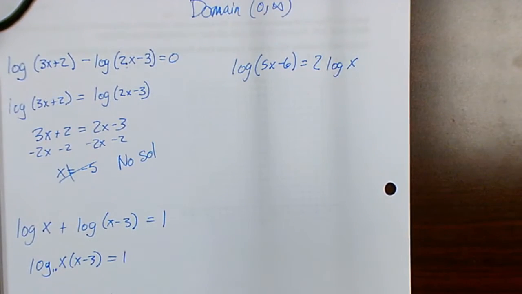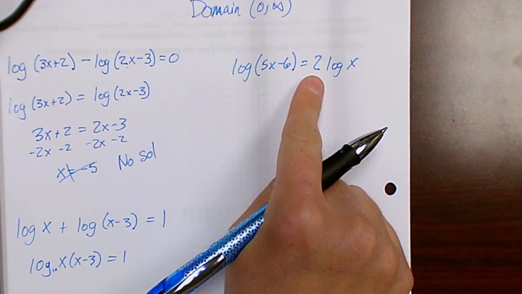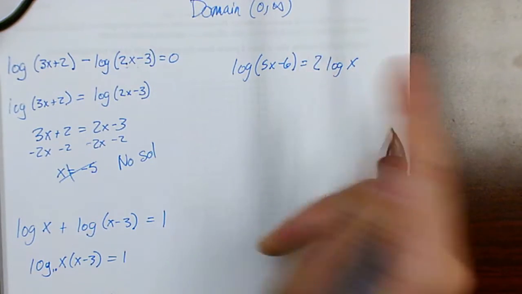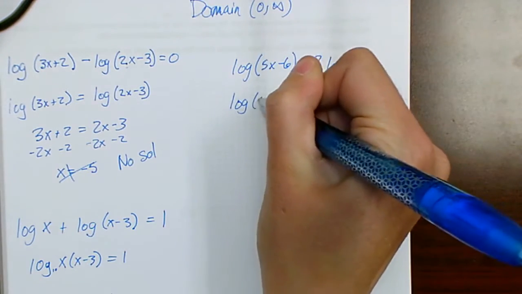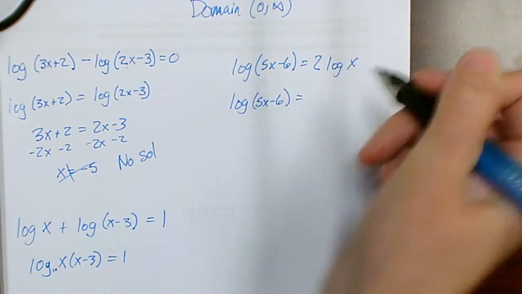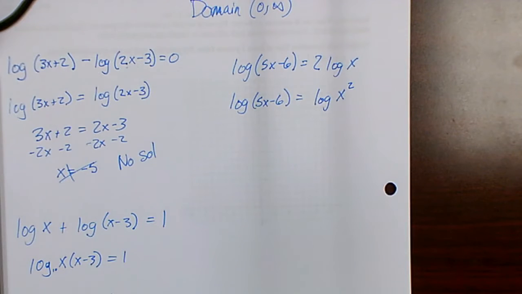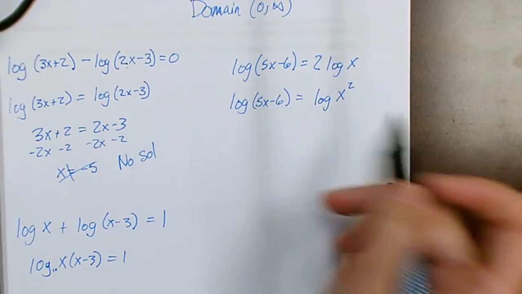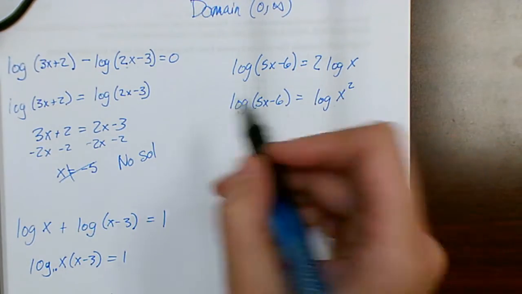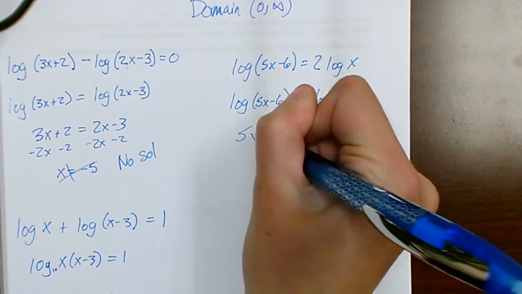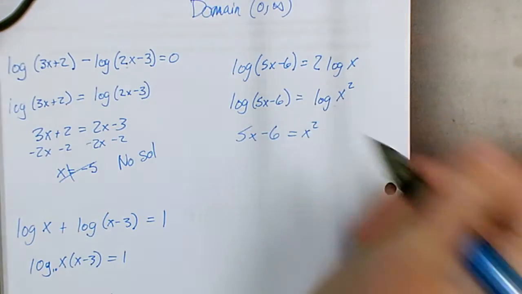Okay, so the first thing is to see if you can drop the logs. Well, we can't drop the logs yet because we have a coefficient. But remember, the power rule says if you have a coefficient out in front of the log, you can upgrade it to a power, an exponent. Now the bases on our logs are the same, so we can drop them and solve.